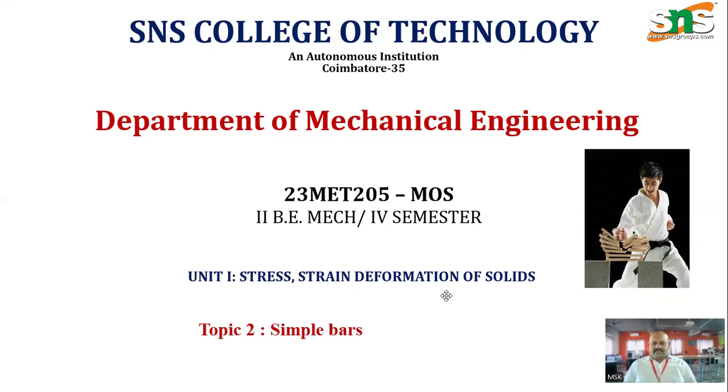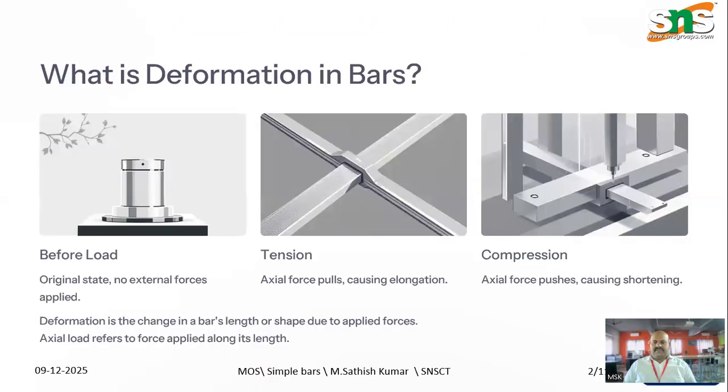And today, in the previous class, we'll just recap what we have discussed: what is a rigid body, what is a deformable body, and where they are applied. These are all the things we have already discussed in the previous class, right? So in this particular session, we'll deal with the deformation of simple bars, right? What is deformation in bars?